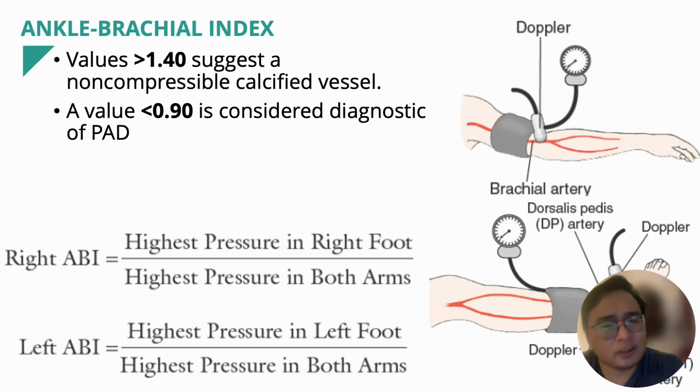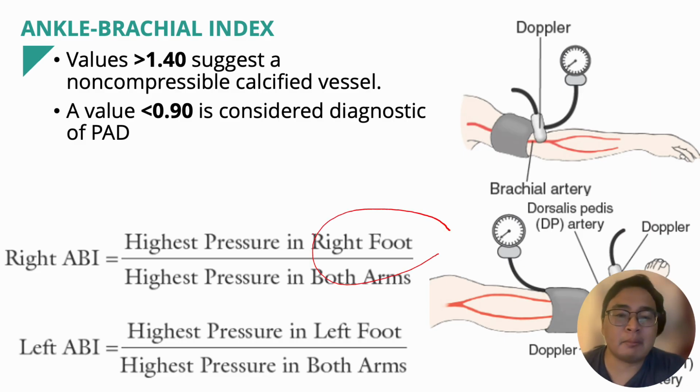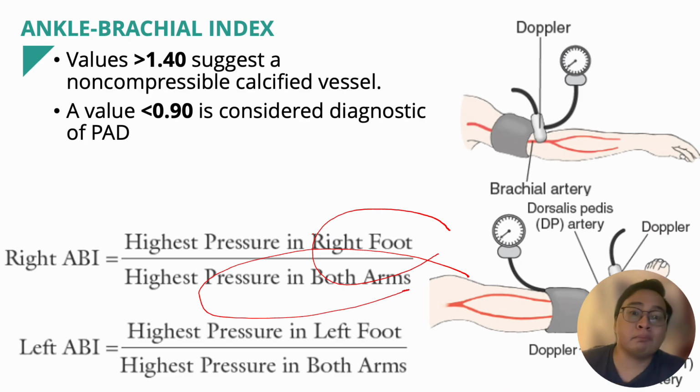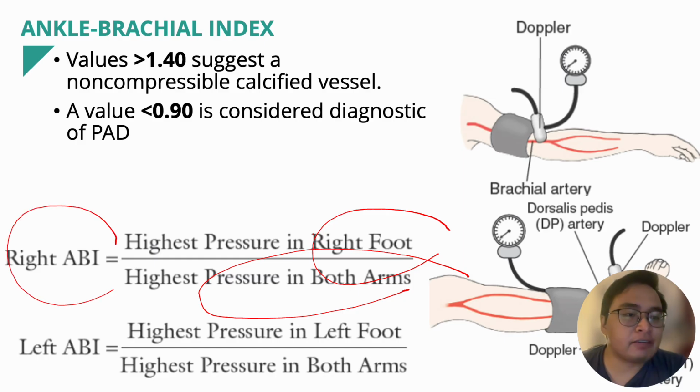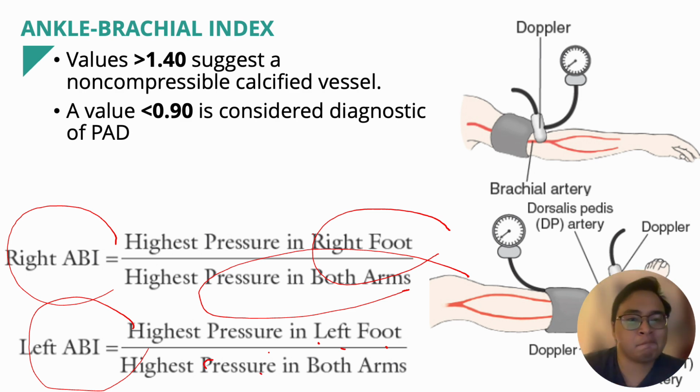But take note that the right ABI corresponds to the right foot. But the denominator is the highest pressure in both arms, meaning you take the right foot pressure divided by the highest pressure in both arms. So that's the right ABI. The left ABI has a similar formula. You just take the highest pressure in the left foot and divide it by the highest pressure in both arms.